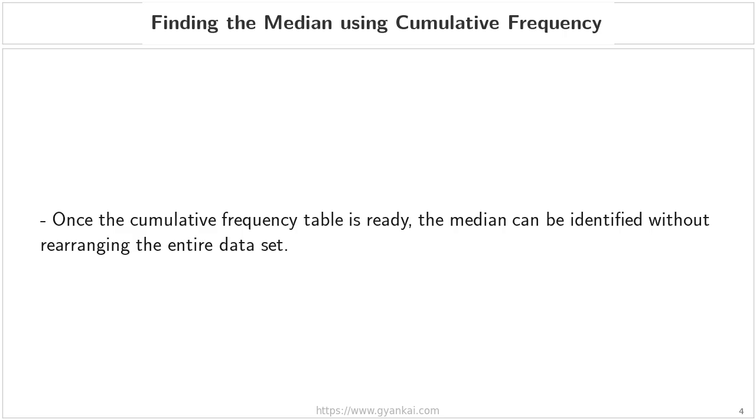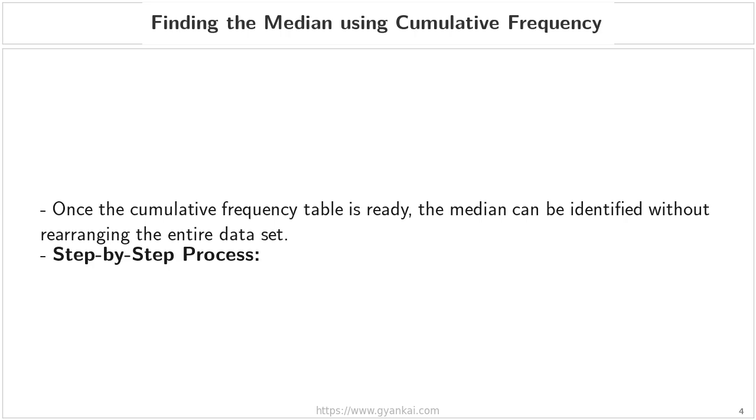Now that we know how to build that running total, let's discuss how to actually use it. The beauty of having a cumulative frequency table is that once it is ready, you can identify the median immediately, without the tedious task of rearranging every single individual data point into a long list. To do this, we follow a simple, step-by-step process.